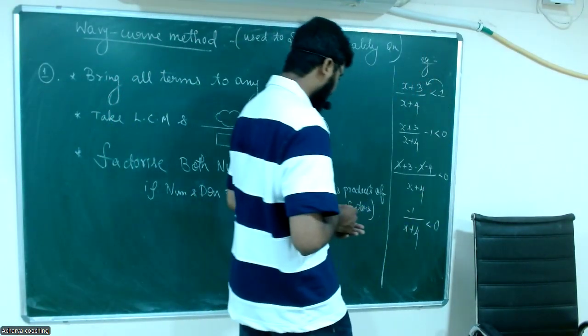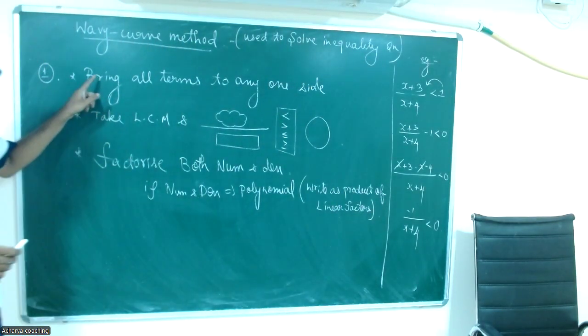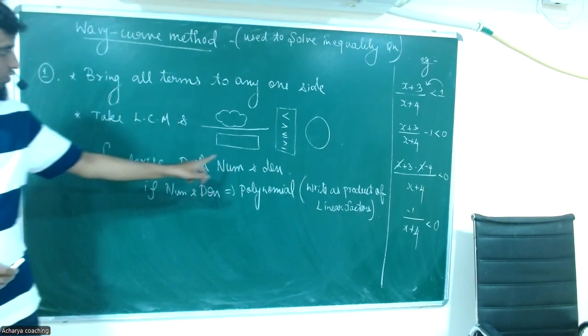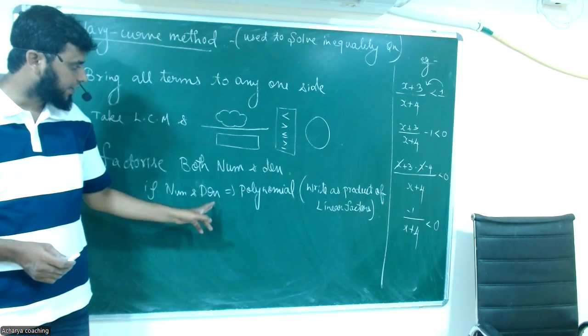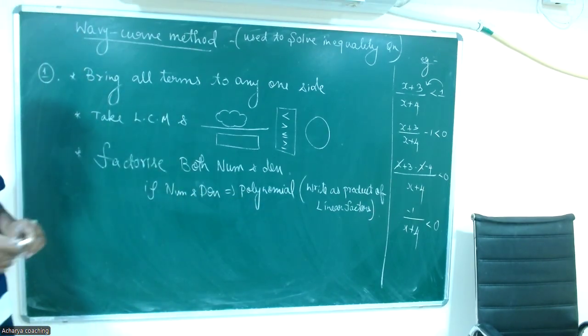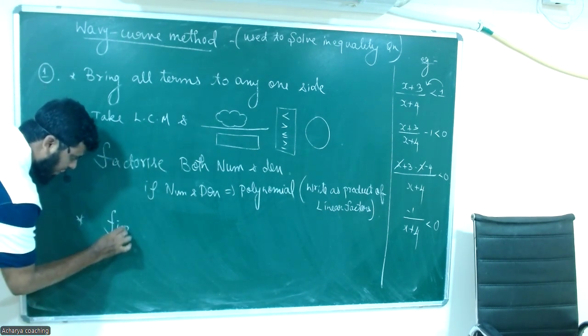So numerator, everything got cancelled, right? Okay, anyway. So what is the first step? Bring all the terms to any one side, take LCM and write in this structure. So factorize both numerator and denominator. If numerator and denominator are polynomial, write as product of linear factors. Clear? Next step, find critical point.